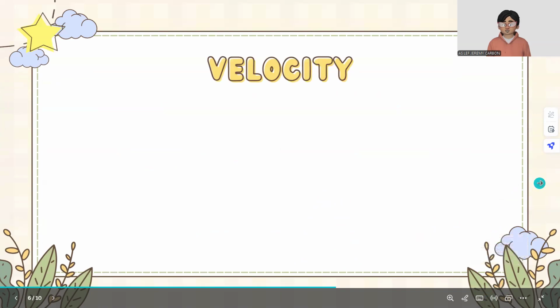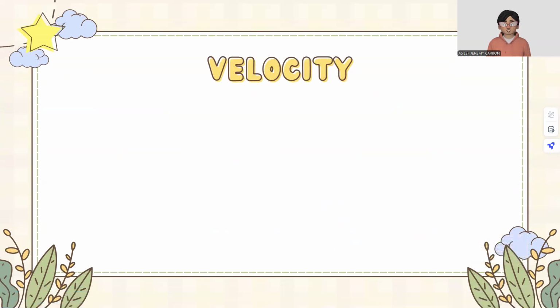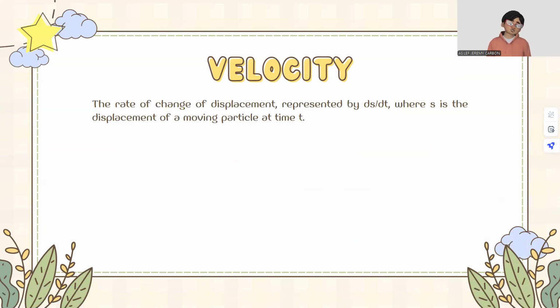Given that we've already discussed displacement, now let's talk about velocity. What is velocity? It is the rate of change of displacement. Now, if you remember, what do we say when we say rate of change? It is the derivative of something. In this case, velocity is the derivative of displacement, often represented by ds over dt, where S, of course, stands for the displacement of a moving particle at time t.